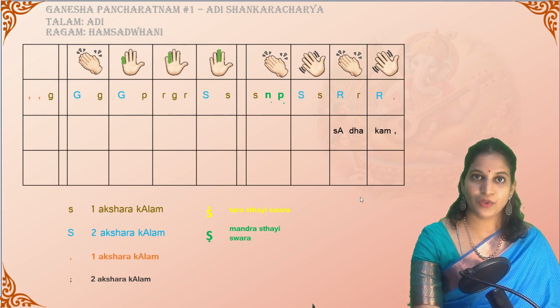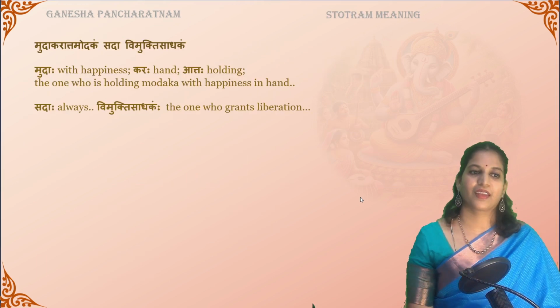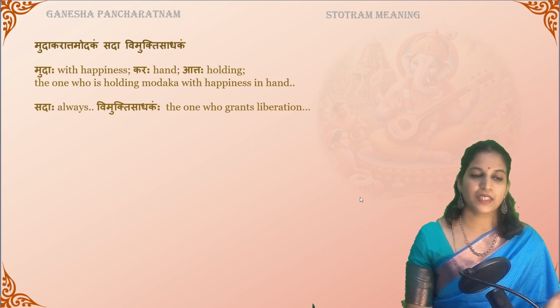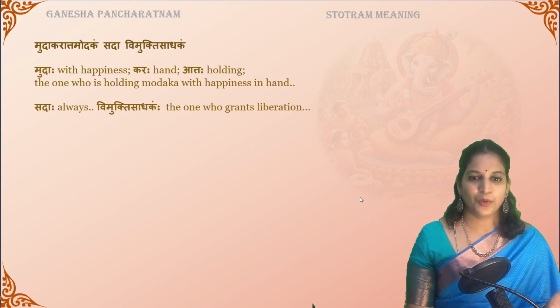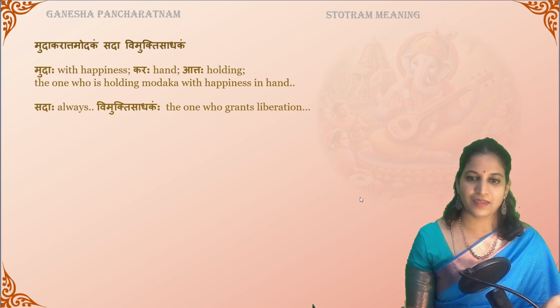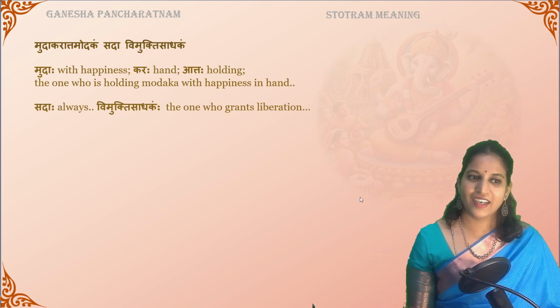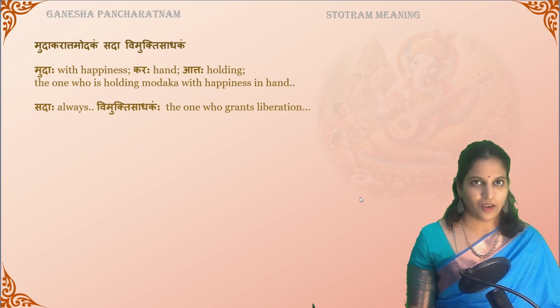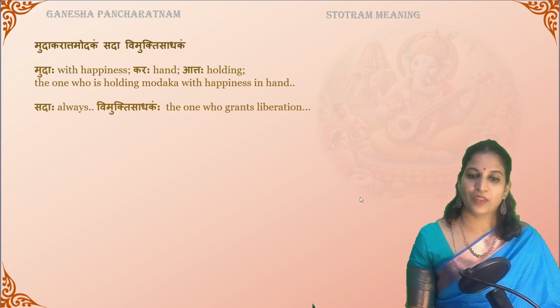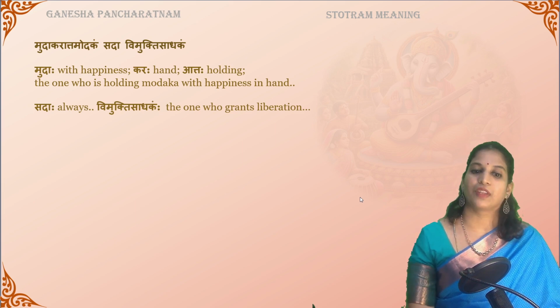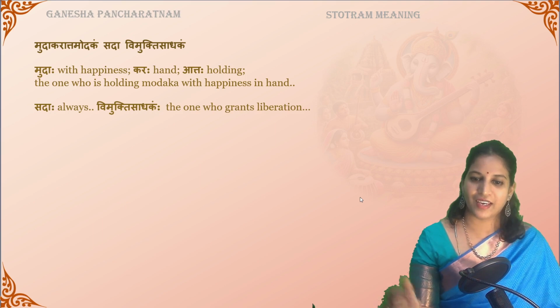Let's go through the meaning of the stotram. Mudakaratta modakam sada vimukti sadhakam. Muda, with happiness, kara atta, holding in his hand, modakam, the one who is holding modaka with happiness. The happiness is not somewhere else, it's just right in his hand. Sada vimukti sadhakam. Sada, always. Vimukti sadhakam. Vimukti is liberation. The one who always grants us vimukti, liberation from things that do not benefit us. It means we don't go after things that make us greedy, anger, hatred, etc.